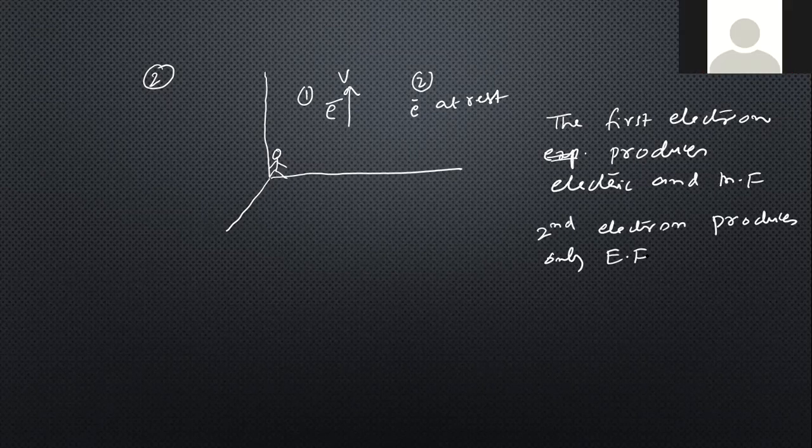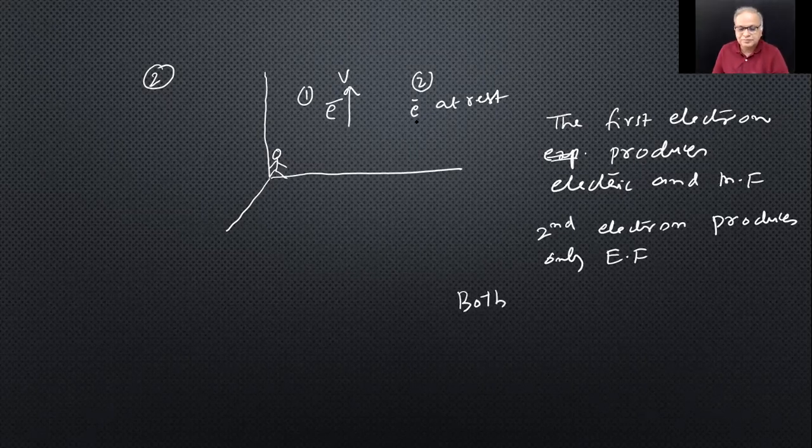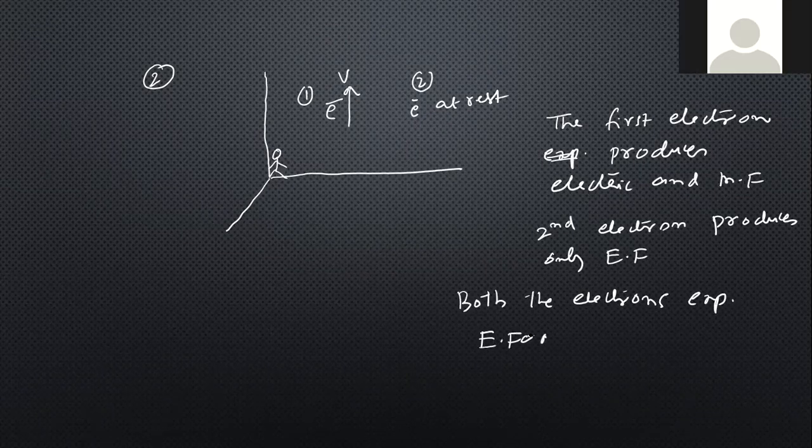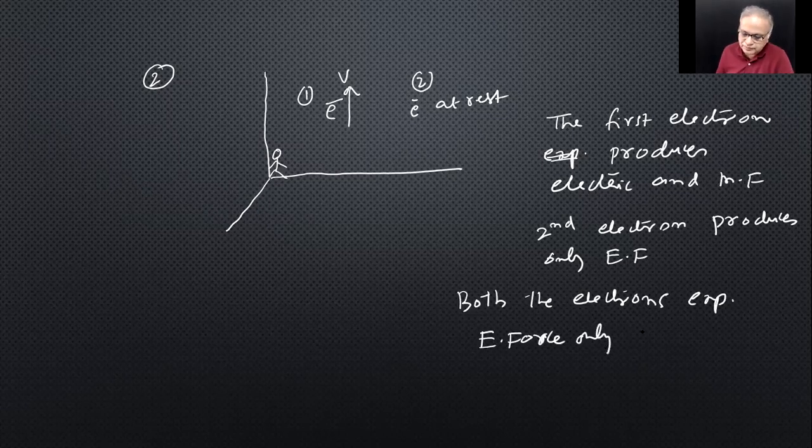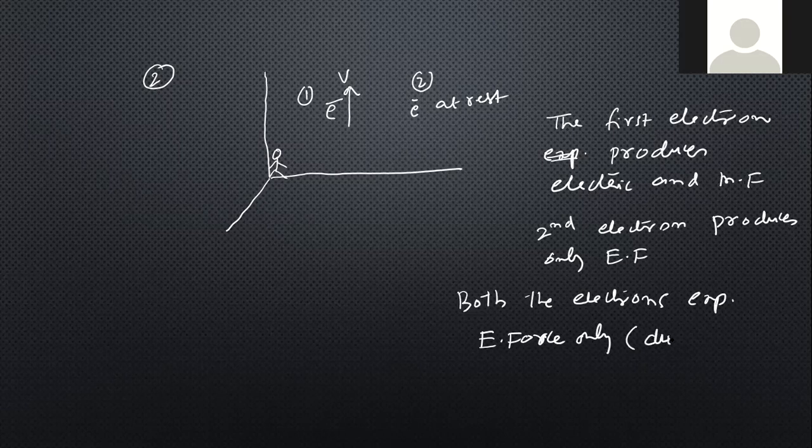Now, the first and second electron both experience electric force only. Isn't it? Sir, but won't the second electron experience magnetic force also? No, because it has no velocity. So both the electrons experience electric force only, of course, due to the electric field of one another.